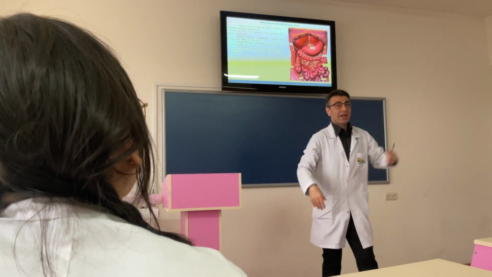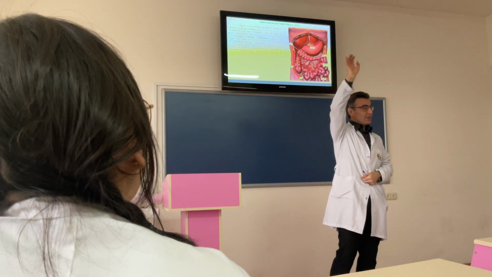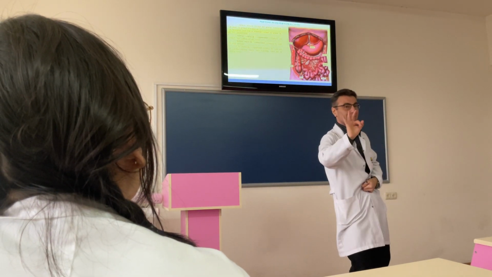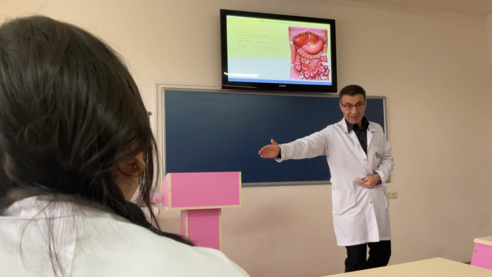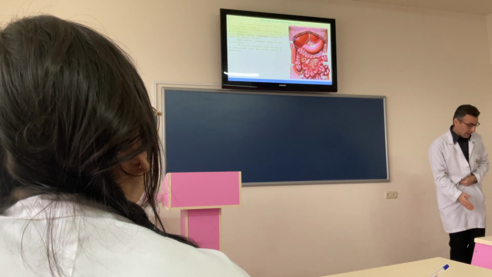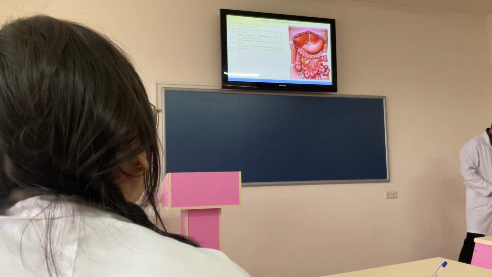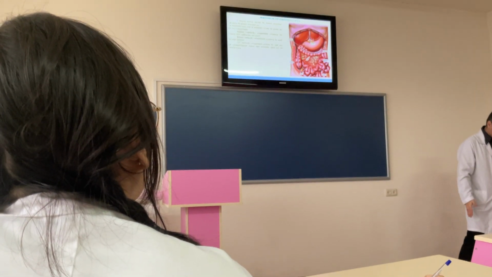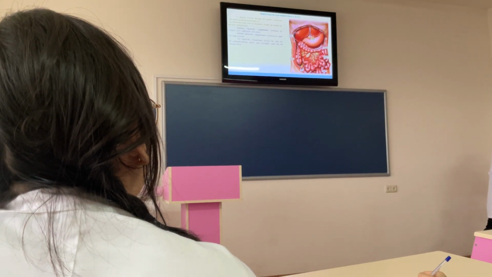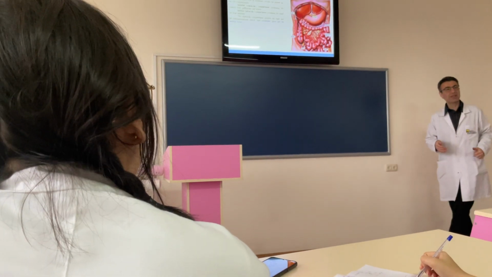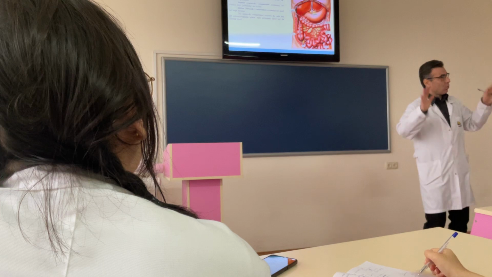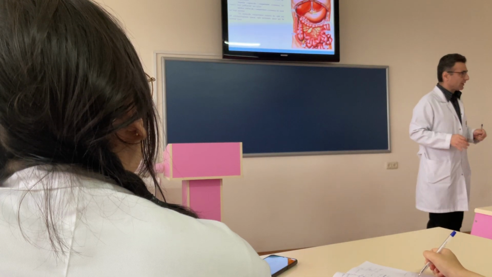That's why, once again, if my roof is the diaphragm, my floor is presented by three structures. Right 2/3, that is the liver. Then the left portion is divided into two places. From right to left, it is the stomach, and finally the most left portion, the spleen. That's why this is space number one. We call it subdiaphragmatical space.